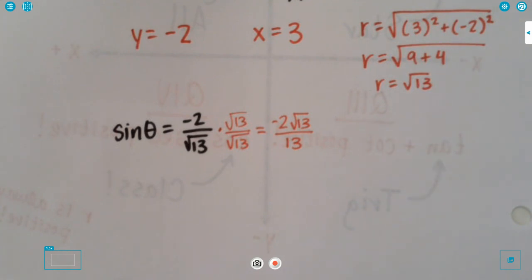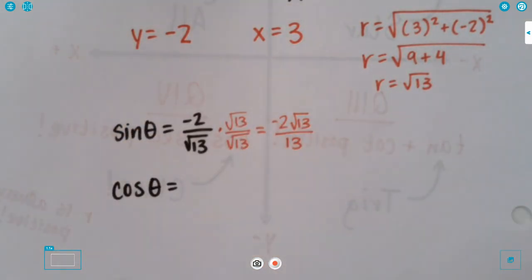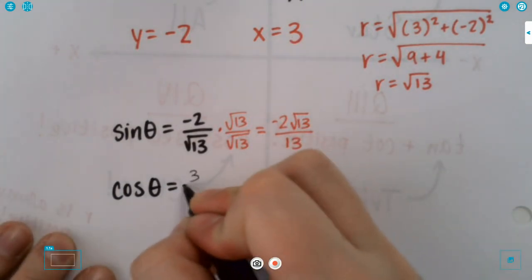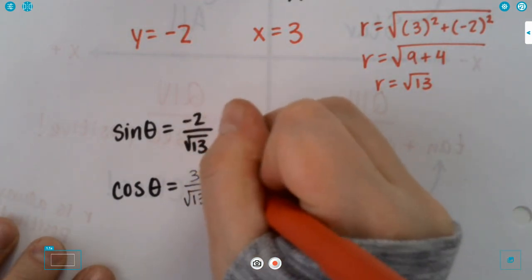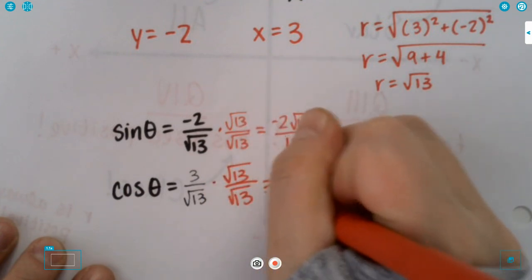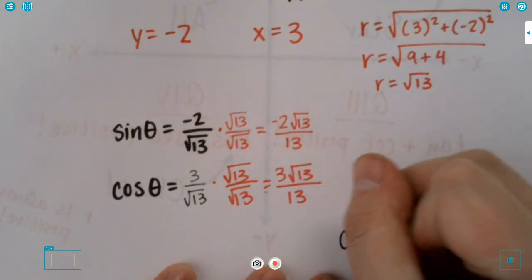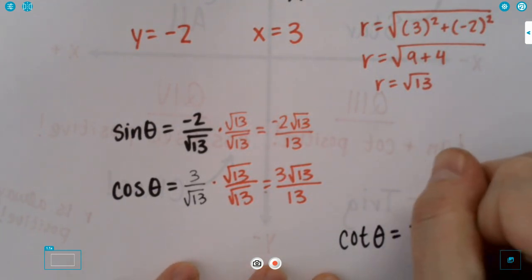Okay, yeah. Okay, then cosine is 3 over square root of 13. That's x over r. Rationalize that denominator. 3 rad 13 over 13. Tangent, you won't have to do because we already know tangent. It is going to ask you for cotangent. So cotangent would just be the flip of tangent. So instead of negative 2/3, it would be negative 3/2.